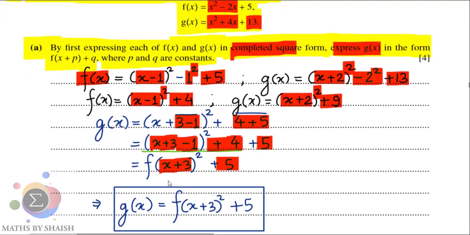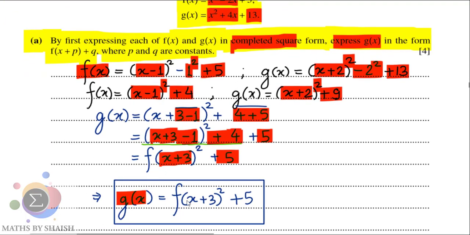So finally we get g(x) as f(x plus 3) whole squared. Sorry, it is not squared here, I need to remove this. It is not squared because this is the function. So this is going to be f(x plus 3) plus 5 here. So that's how we express g(x) in the form of f(x plus 3) plus 5. So we can also mention that p is 3 and q is 5.